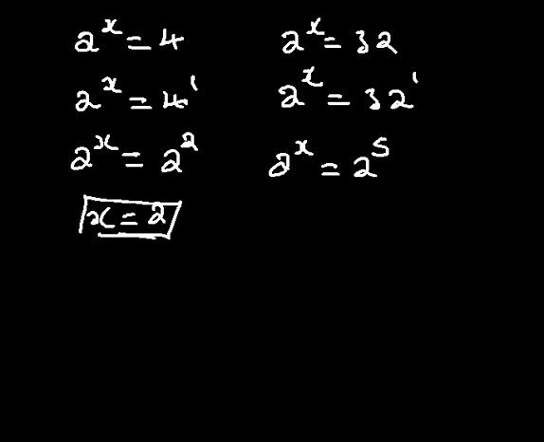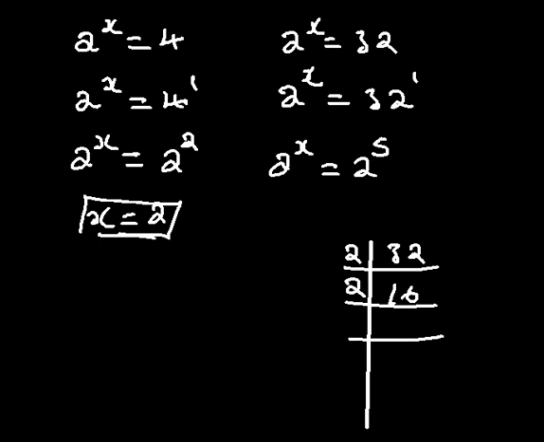The easiest thing you can do is to use this technique. You have 32 here, and divide throughout by 2. 2 into 32 is 16. 2 into 16 is 8. 2 into 8 is 4. 2 into 4 is 2. And 2 into 2 gives us 1.